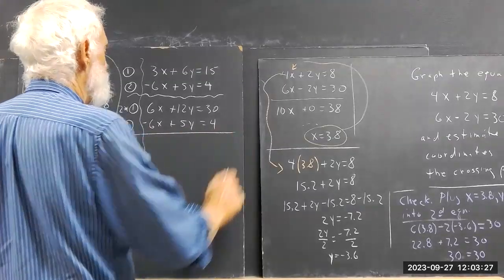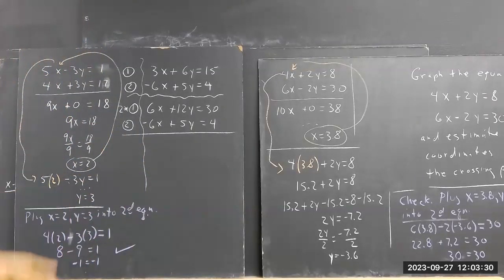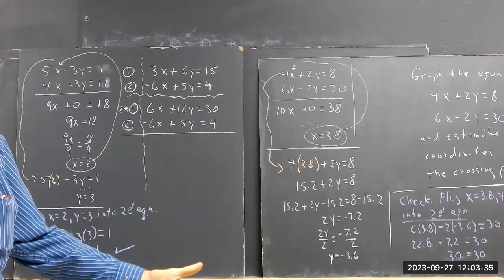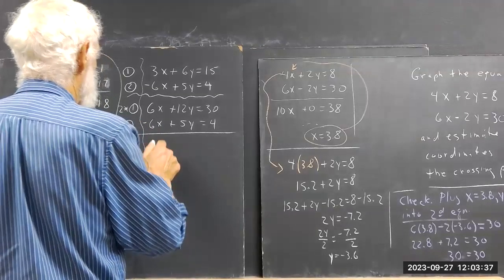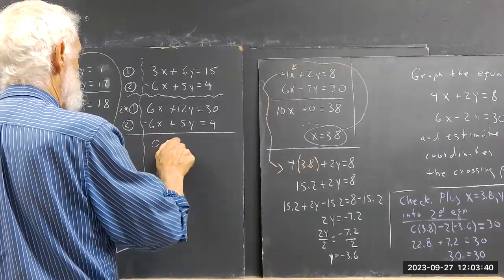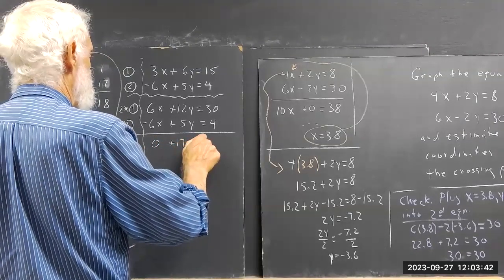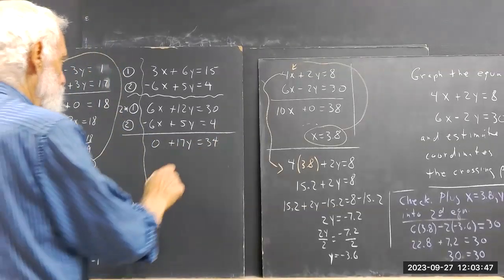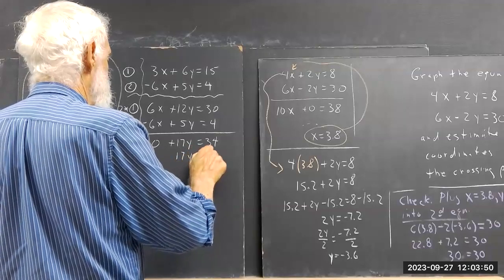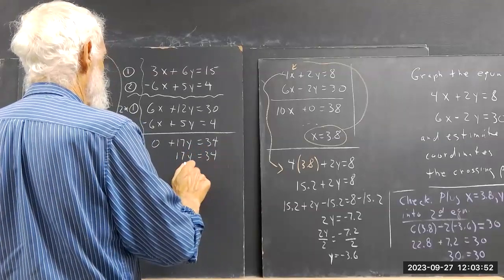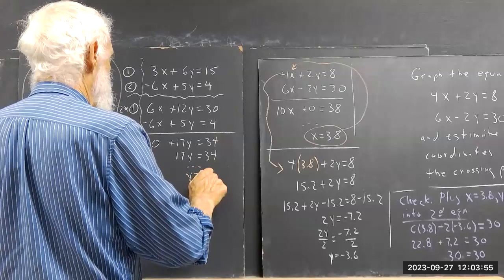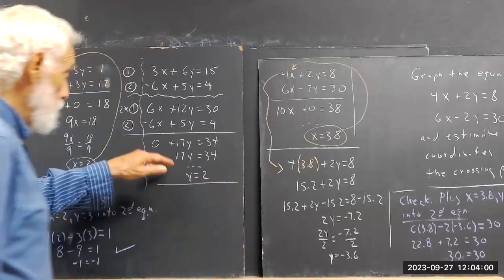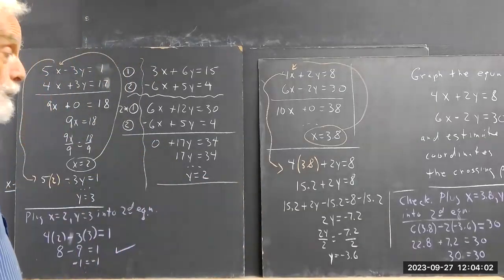What are we going to do here? Well, now we can proceed just as we did over here. We can add the equations and then it's going to eliminate x. So we get 0 plus 17y equals 34. In other words, just 17y equals 34. And you divide both sides by 17. We have to assume everybody knows to do that. And we get y equals 2.